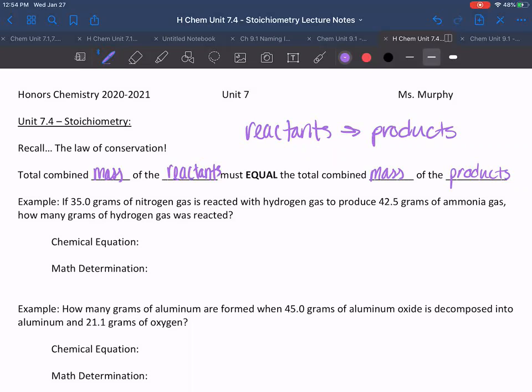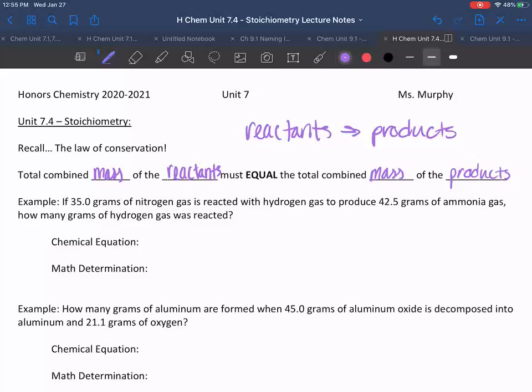This idea is super simple. These problems are just simple algebra. The key here is going to be writing the chemical equations. So if we have 35 grams of nitrogen gas reacting with hydrogen gas to produce ammonia gas, how many grams were reacted? First we have to write the chemical equation.